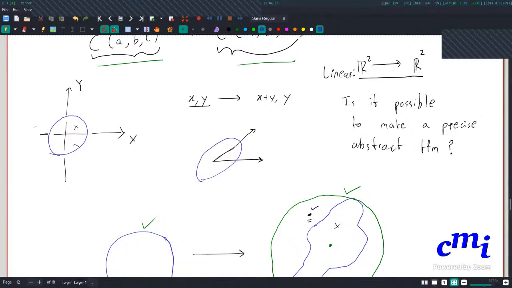Yeah, because with x plus y, that one dimension is expanded. Yeah, and the axis has been sort of shifted, right? Yeah, right. So you have some shear that is applied to the circle, so it's going to look like an ellipse.